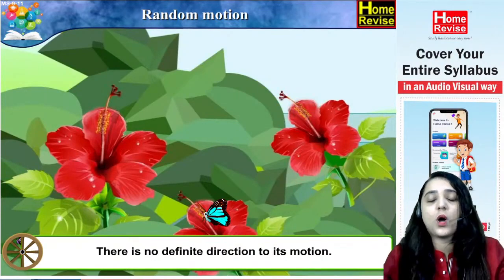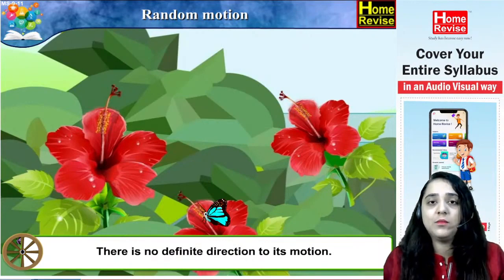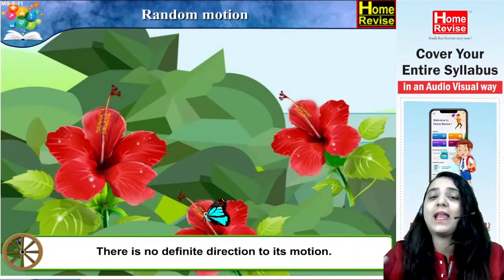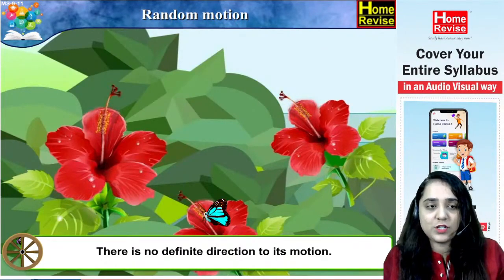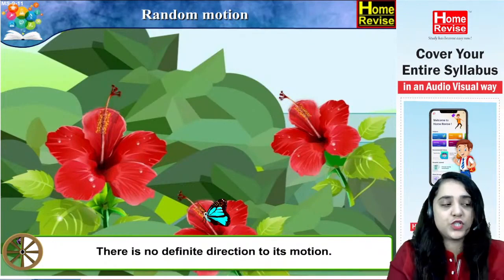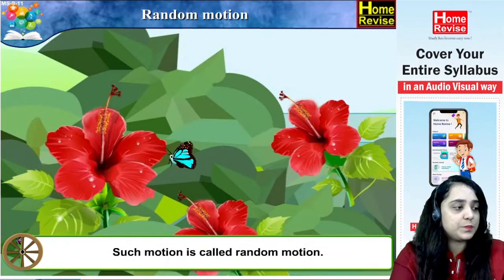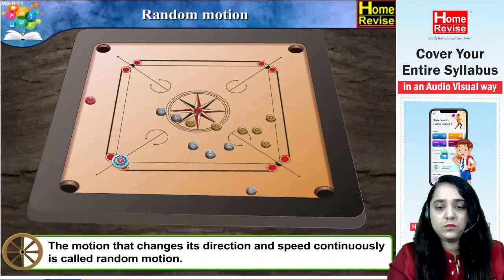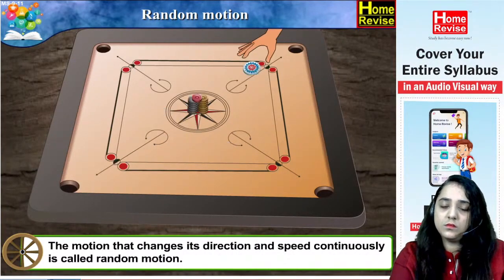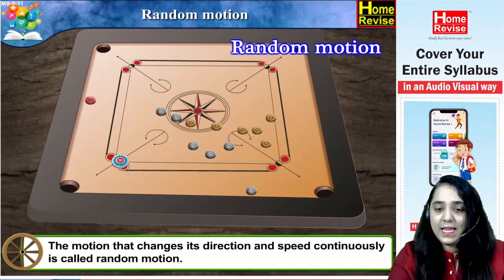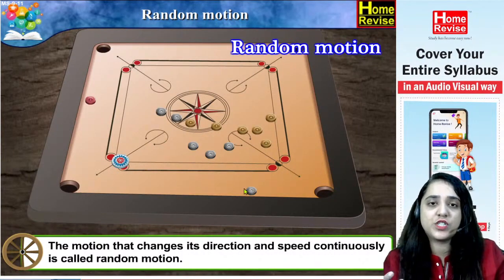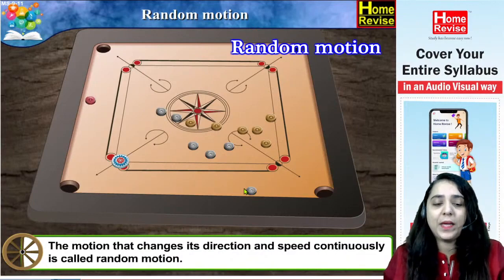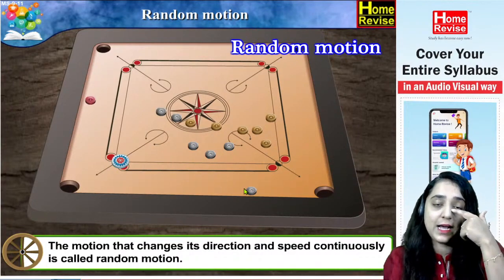So such a kind of motion is called a random motion. We say, don't move randomly, meaning don't move just anywhere. So the motion in which the object is moving anywhere without any definite direction, we call it a random motion. I hope things are clear to you. So we can say that the motion that changes its direction and speed continuously is called random motion. If a moving object continuously changes both its direction and speed, we can term it a random motion.